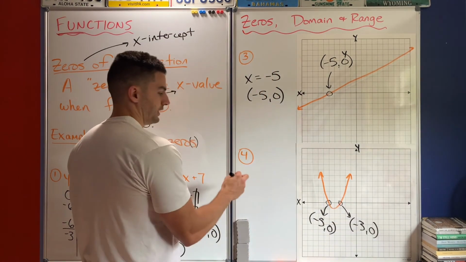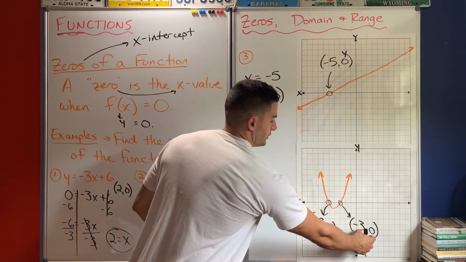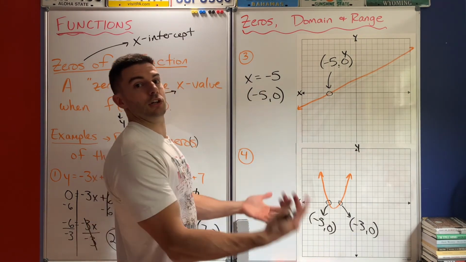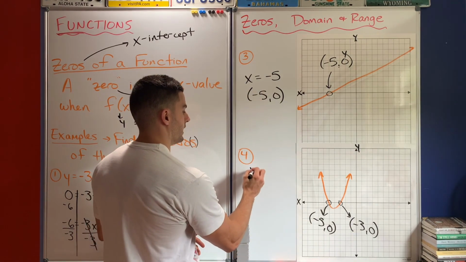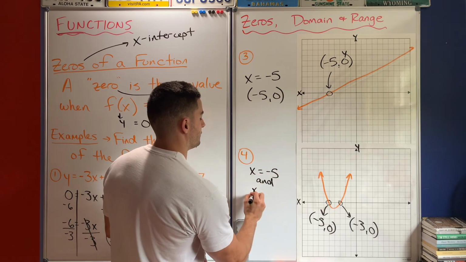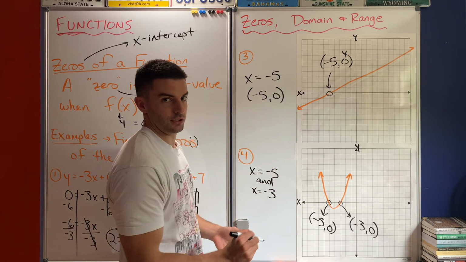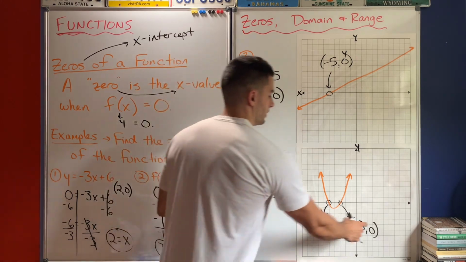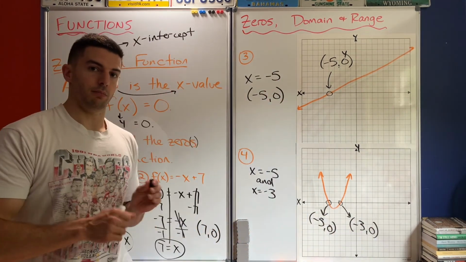So then just finishing this out, -5, 0, -3, 0. Those are my two zeros of this function. So you could say x equals -5 and x equals -3, because those are both zeros. Or, like I said, you could also list the coordinates of the point, okay?